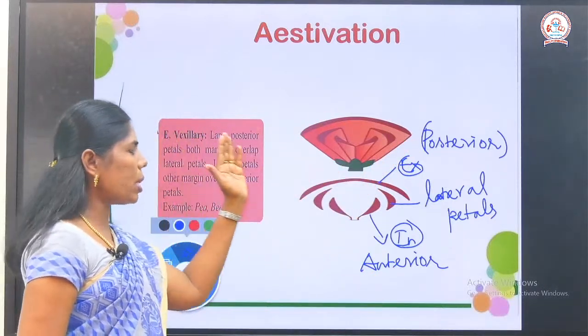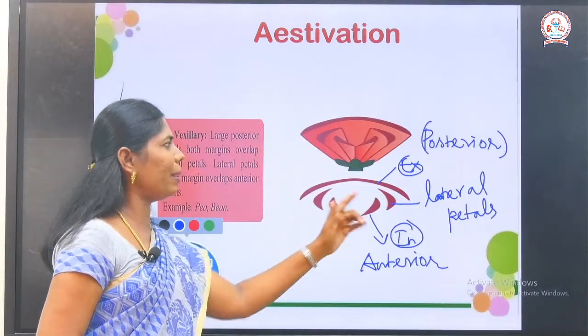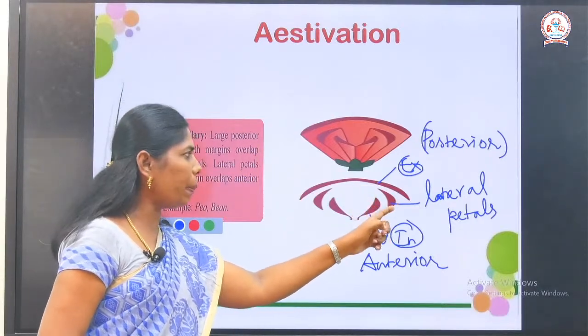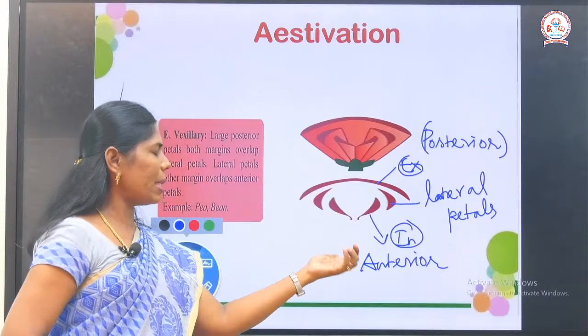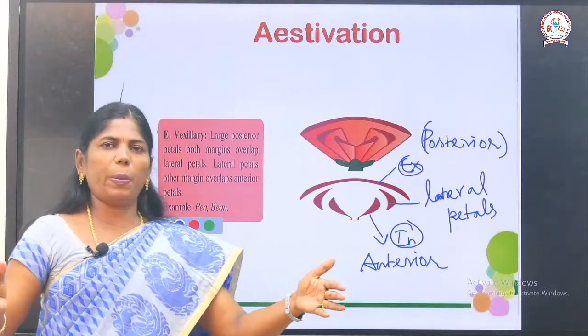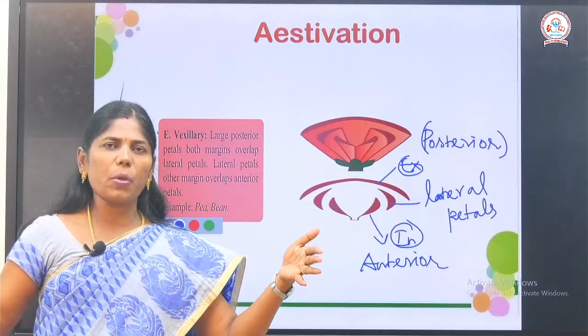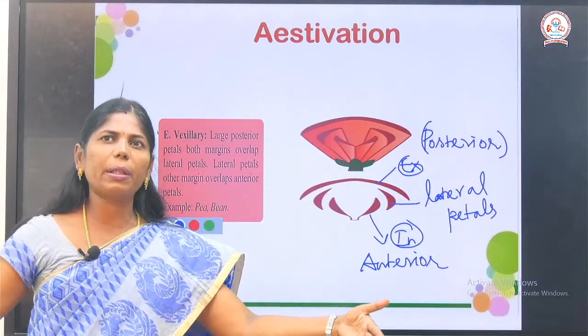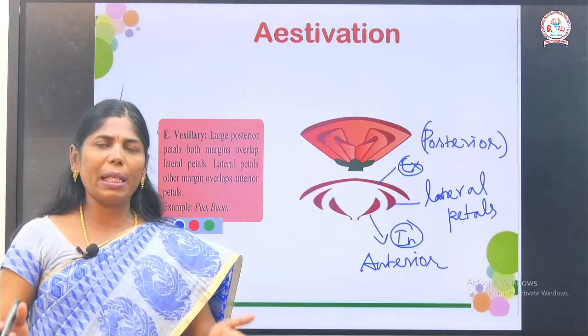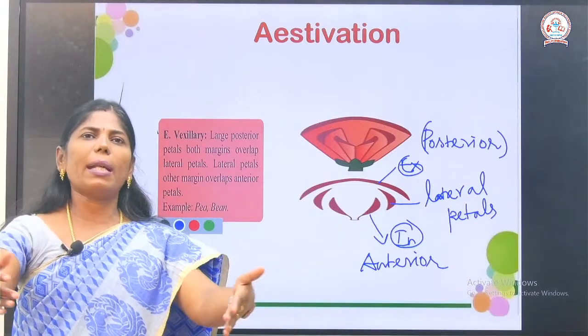Okay, so the posterior petals are overlapping the lateral petals. Lateral petals are overlapping the anterior petals. So we can arrange it like this. If I consider here, that is your posterior petals. I overlapped the lateral petals. Lateral petals are overlapping the anterior petals.